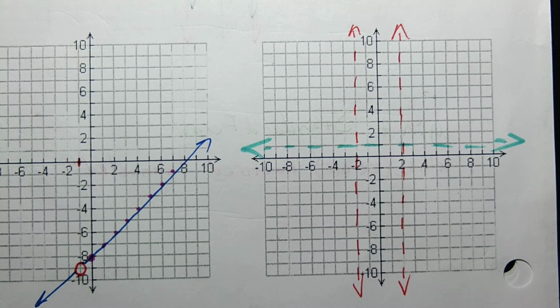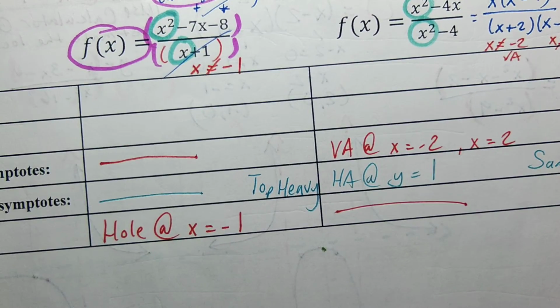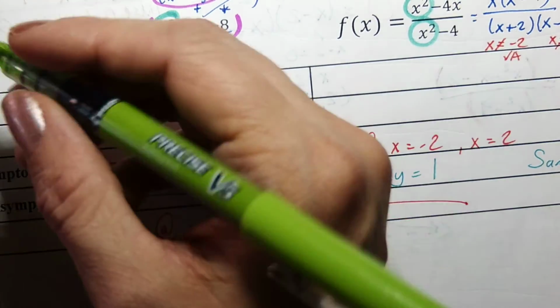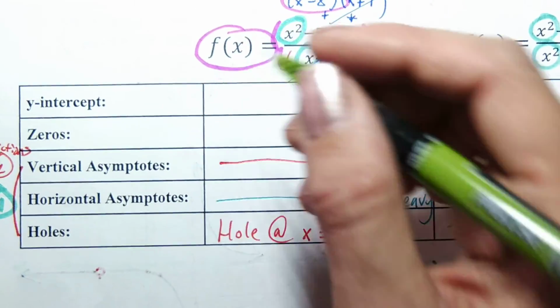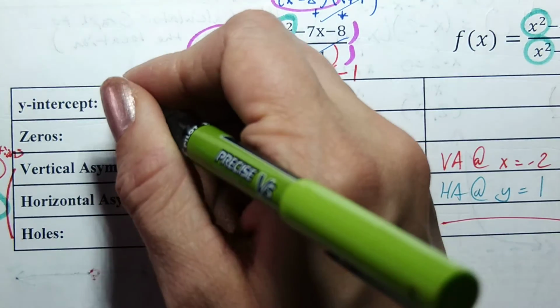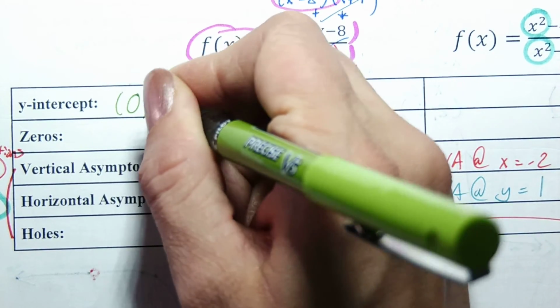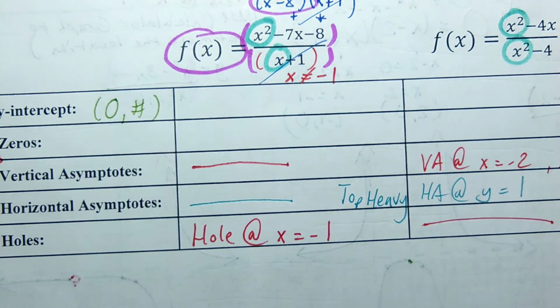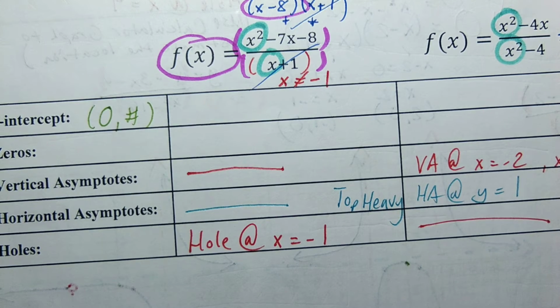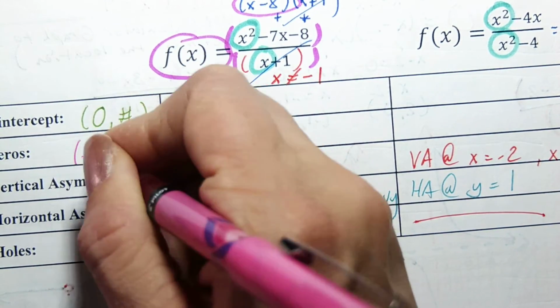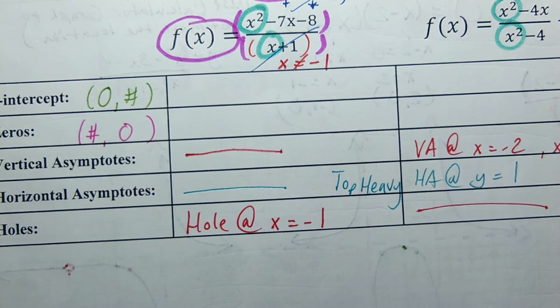So that's what our graph is looking like so far. Next, let's try to find our y-intercepts and our zeros, or our x-intercepts. Is the y-intercept 0 and a number, or a number and 0? 0 and a number. And how I remember this is, y-intercept means the number that we get is for the y value. Zeros or x-intercept, number for the x part, 0 for the other part of the coordinate.